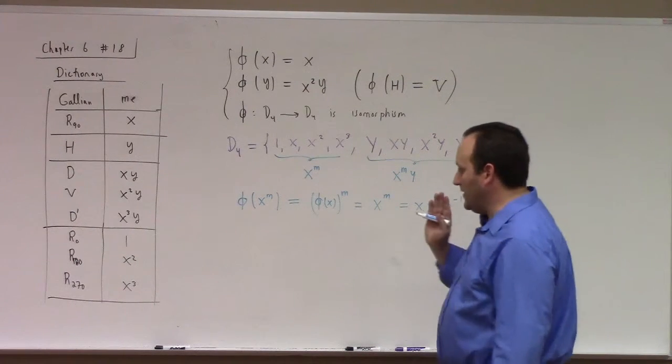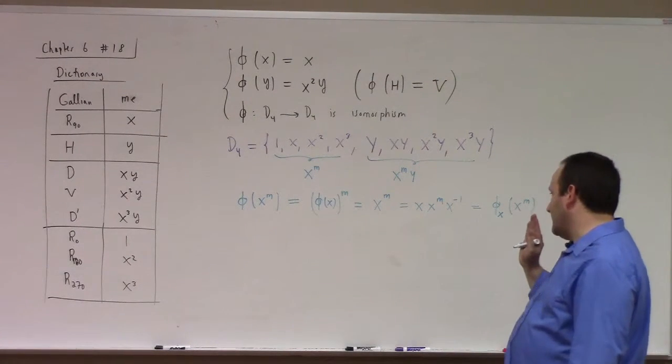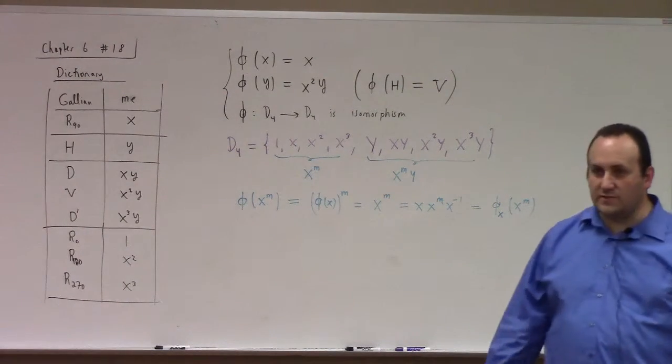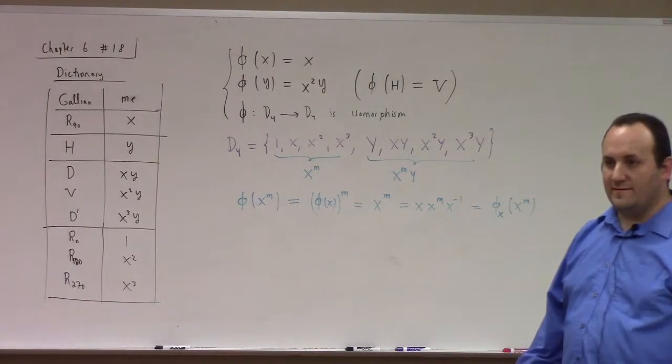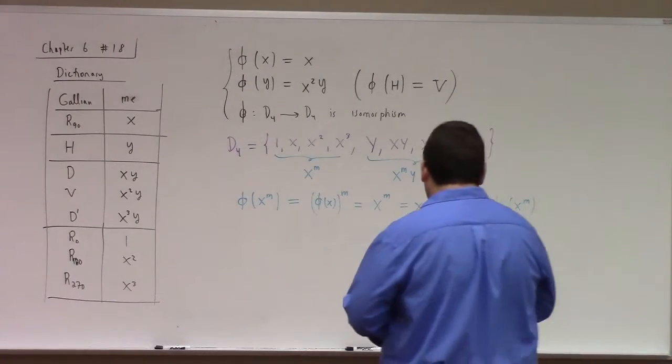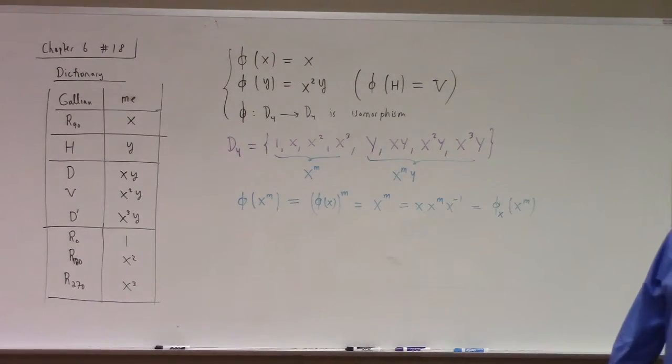As you can see, the mapping phi agrees with the inner isomorphism induced by x for this half of the dihedral group. You can do it generally because that works for any number. Yeah, this is true for m equals 0, 1, 2, 3.